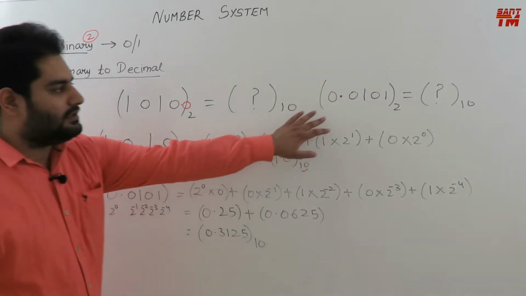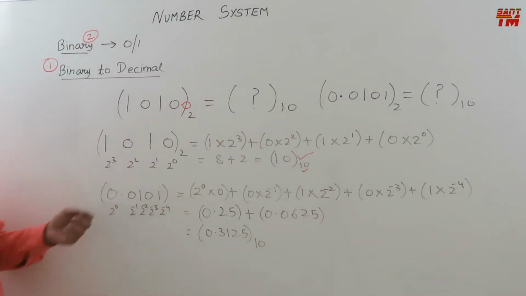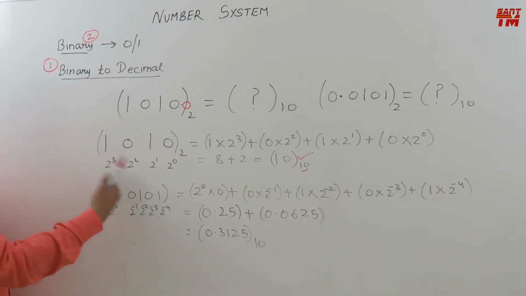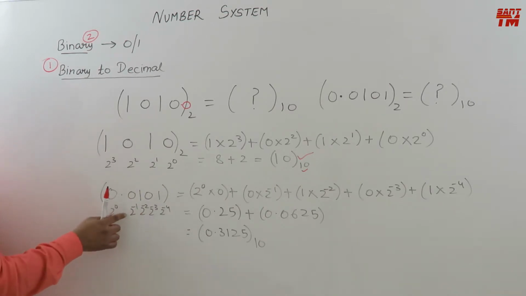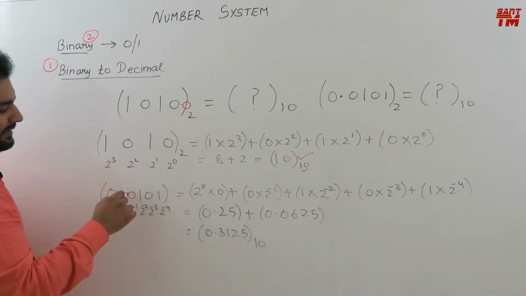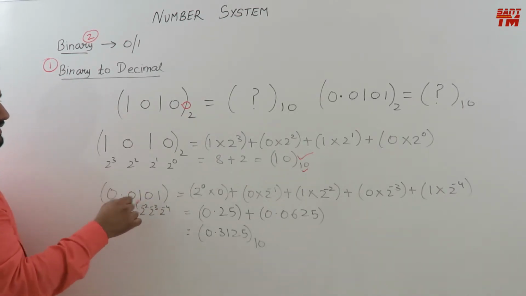And for that one also, 0.0101, 2 raised to the power 0 this side, because the digits towards the left of the point are labeled with positive numbers starting with 0, and towards the right hand side we label with powers of 2 with negative. So 2 raised to the power minus 1, 2 power minus 2, 2 power minus 3, 2 power minus 4, and finally we will multiply the digits with the power and add them.